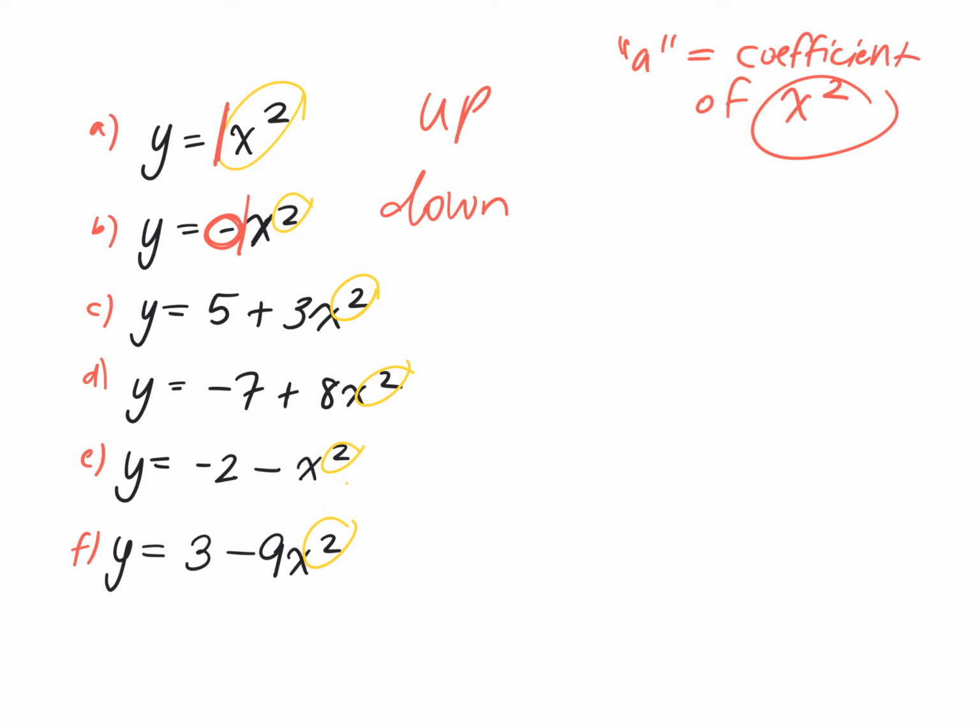So what about this one, C? Up. D? Down. What's the coefficient of x squared? I didn't see that. It's up, right, because the coefficient of x squared is positive. I tried to trick you with that one. E? Down. Good. Okay.